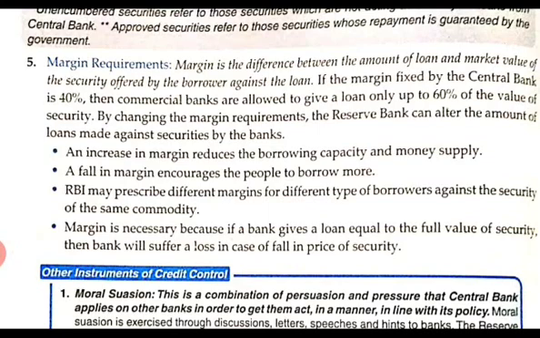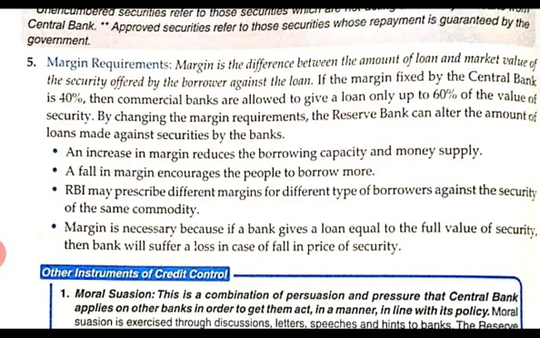Margin is necessary because if a bank gives a loan equal to the full value of the security, then the bank will suffer a loss in case of a fall in the price of the security. So the bank doesn't give a loan equal to the full value of the security that is being offered by the borrower. Because in that case the bank will suffer a loss in case of a fall in the price of the security, whatever security, you can call it collateral, the borrower has given. Okay, so this is another instrument.